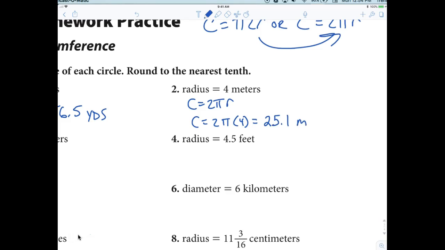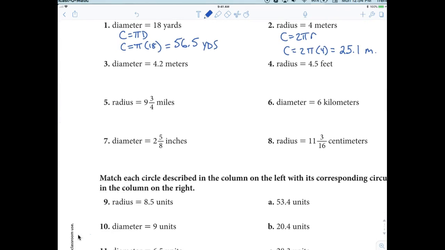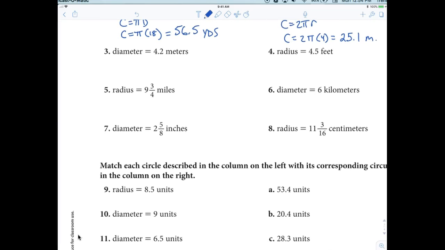Meters. 25.1 meters. Perfect. 25.1 meters. Will we get points off if we don't put the units? Yes, you have to put the units. All right, because we're going to be talking about area, and I need you to know the difference between length and area. All right, Carly, you're up.